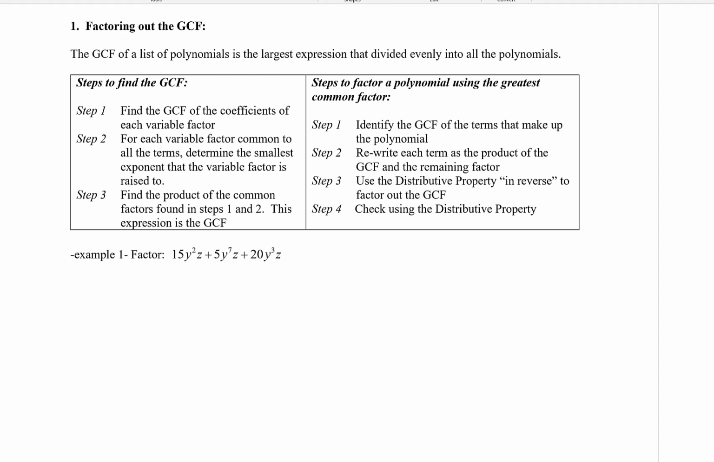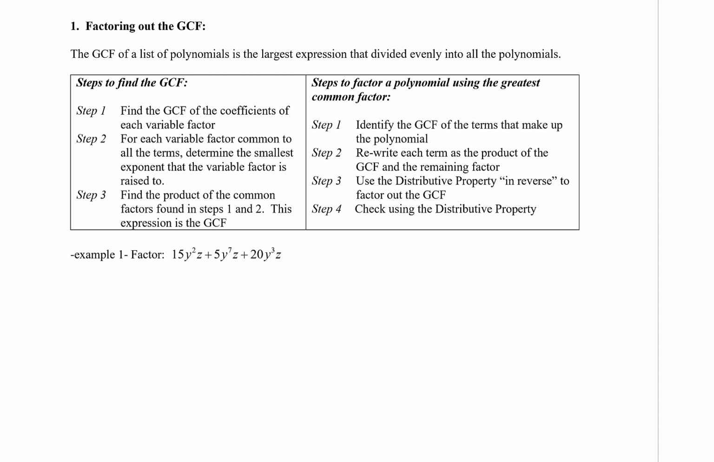The steps to factor the polynomial using the greatest common factor would be step 1. Identify the GCF of the terms that make up the polynomial. Step 2. Rewrite each term as the product of the GCF and the remaining factor. Step 3. Use the distributive property in reverse to factor out the GCF. Step 4. Check using the distributive property.